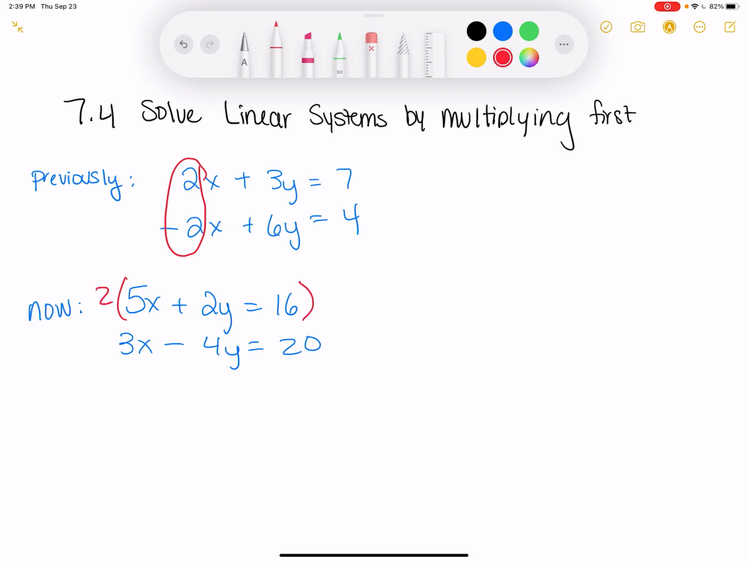Wait, is that a different one? Or is that the same from those two? That's different. Oh, okay. How's that?